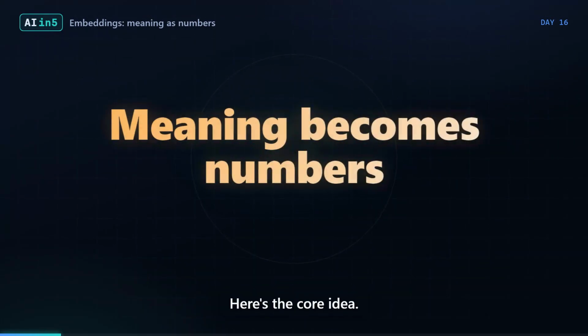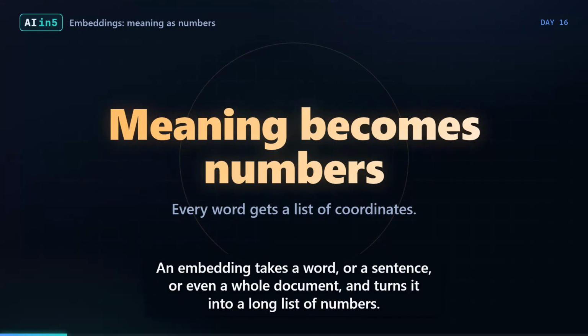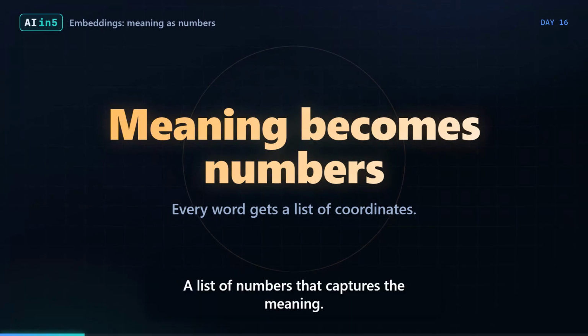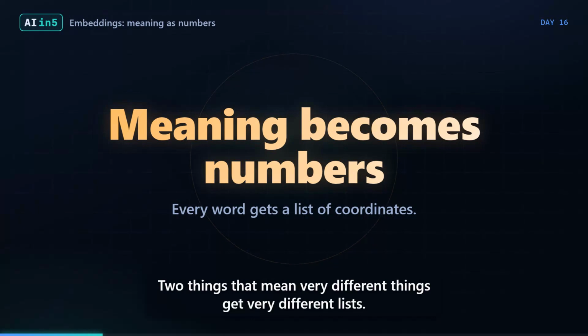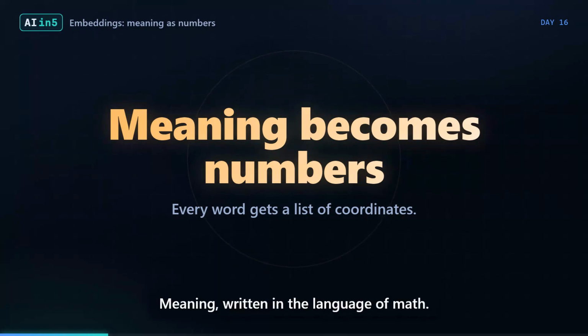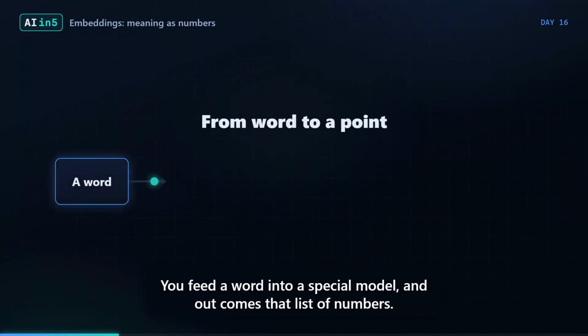Here's the core idea. An embedding takes a word, or a sentence, or even a whole document, and turns it into a long list of numbers. That's it. A list of numbers that captures the meaning. Two things that mean similar things get similar lists. Two things that mean very different things get very different lists. Meaning, written in the language of math.